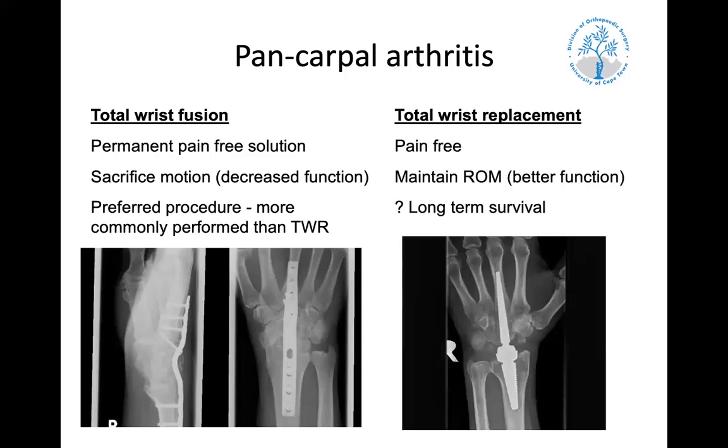Because the total wrist really is better for the lower demand patients. It retains a major range of motion. Patients are much happier with this than a total wrist fusion. And we tend to do this as much as we can.